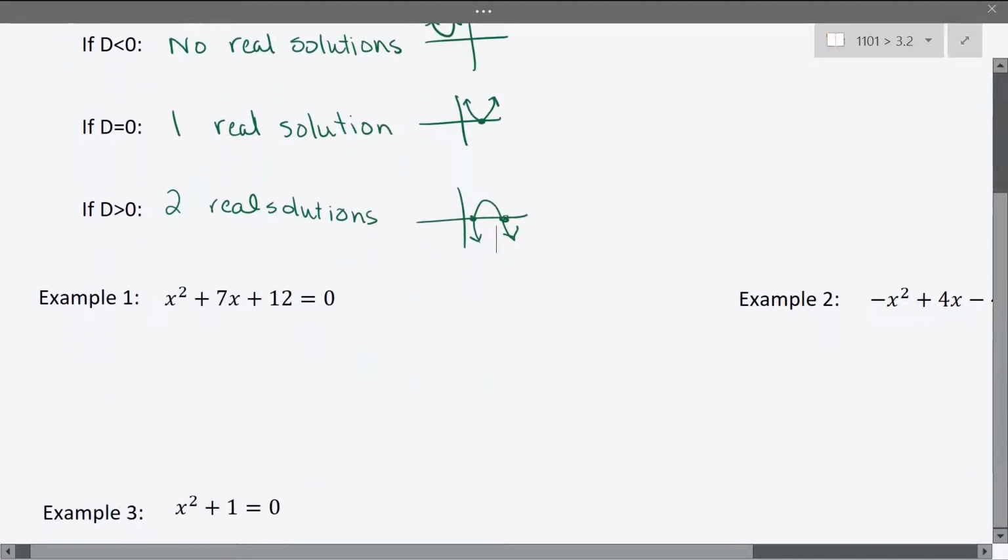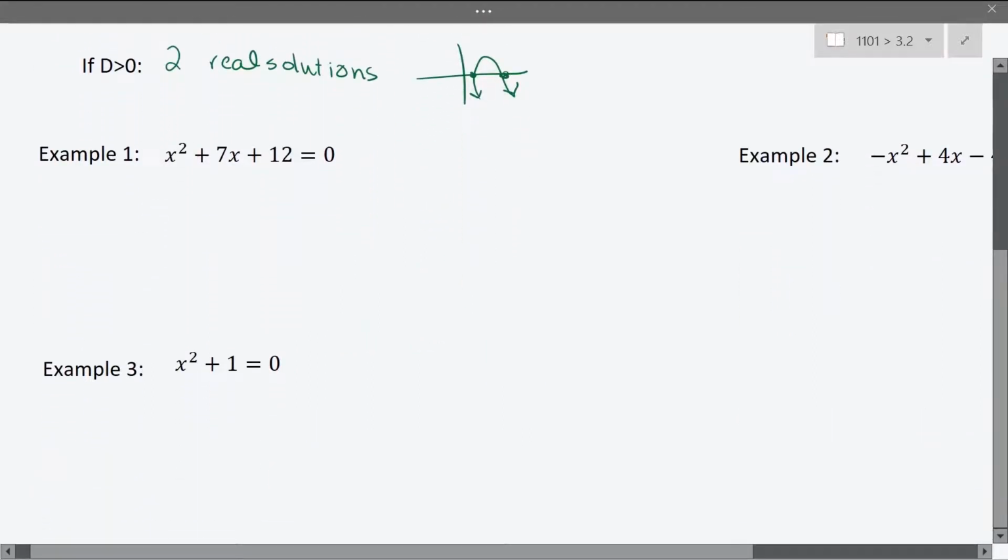Let's look at some examples. In the first example, we have x squared plus 7x plus 12 equals 0. So let's identify our a, b, and c. Our a is equal to 1 because it's the number with our x squared. Our b is equal to 7. Our c is equal to 12.